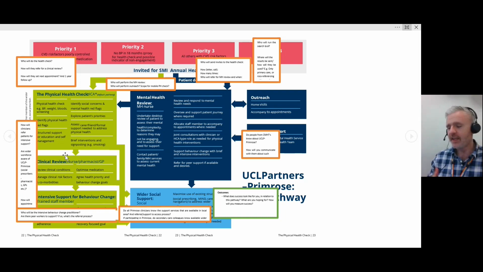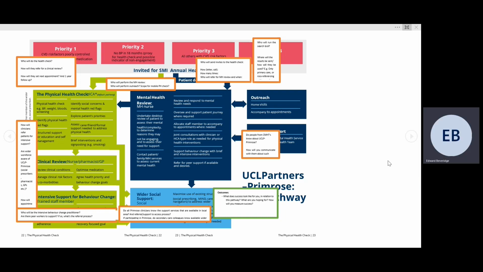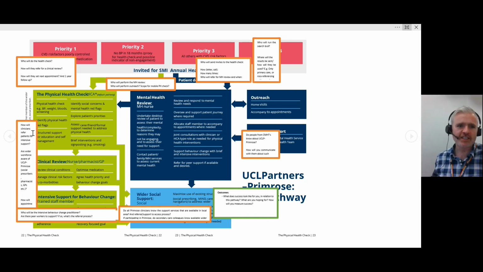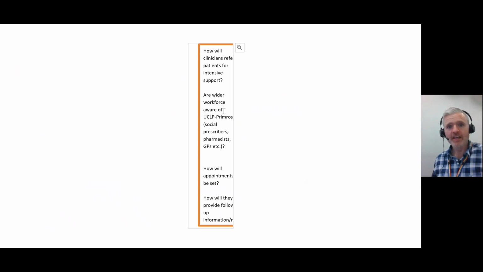They will then perform their medicines optimization intervention, and then they will decide who gets invited for the intensive behavior change process as well. So you then need to decide how clinicians are going to invite people for the intensive support element of the process.